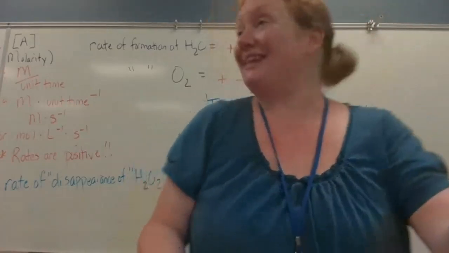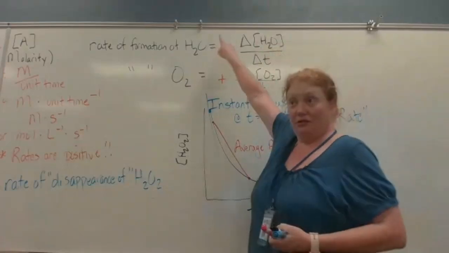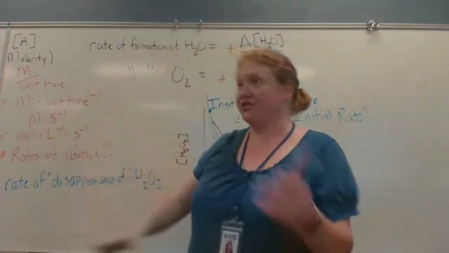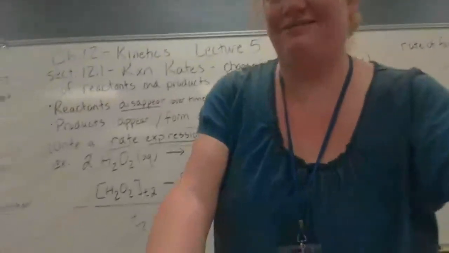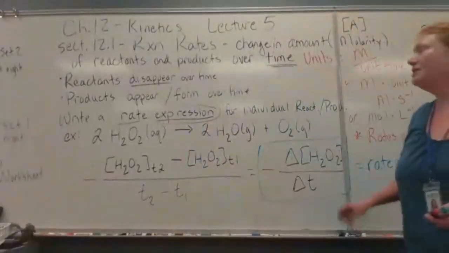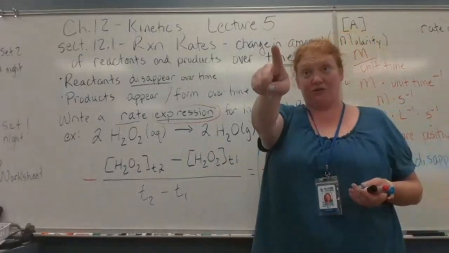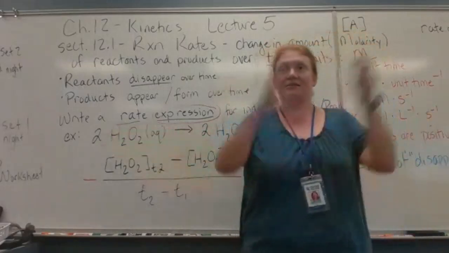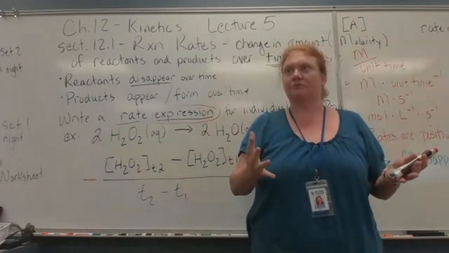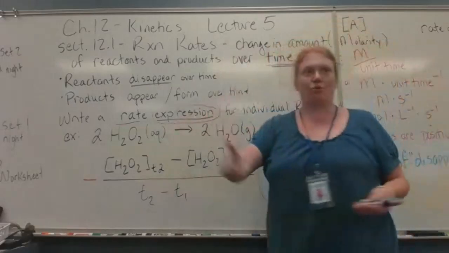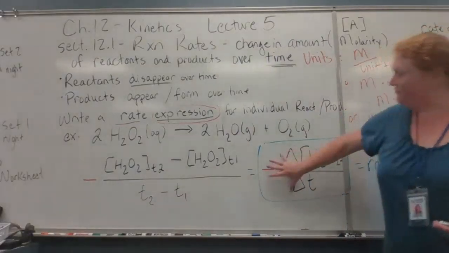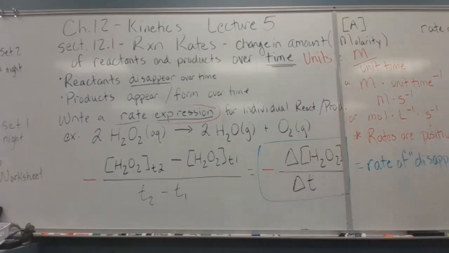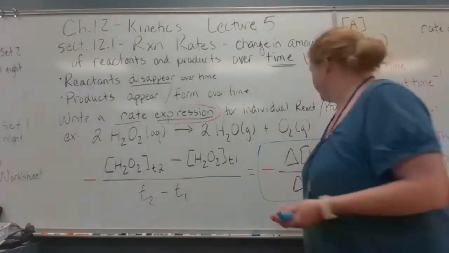What we want to be able to do is relate the rates of disappearance and formation for everything in a reaction. Because overall, there is only one rate of a reaction. So now I am trying to think about all the pieces together. This reaction has one rate, but each of these individual rates are relative to each other.